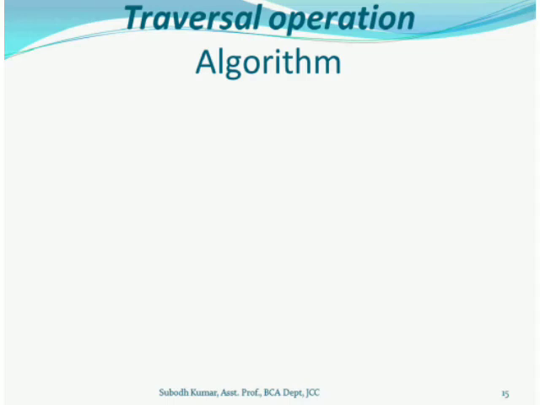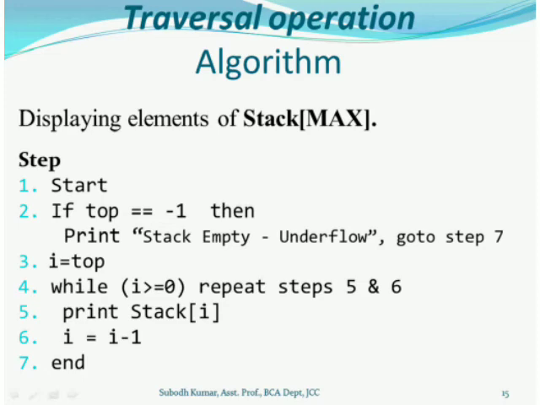And if stack is not empty, then store the value of top to another variable I, and check the condition from I equals to top to I equals to 0. Okay? And repeat steps 5 and 6, that is print stack of I, and decrement the value of I as I minus 1. So first of all, the top element is displayed, then when I decrement, the second element from the top is displayed. Similarly, the elements from the top to 0 will be displayed on the screen.